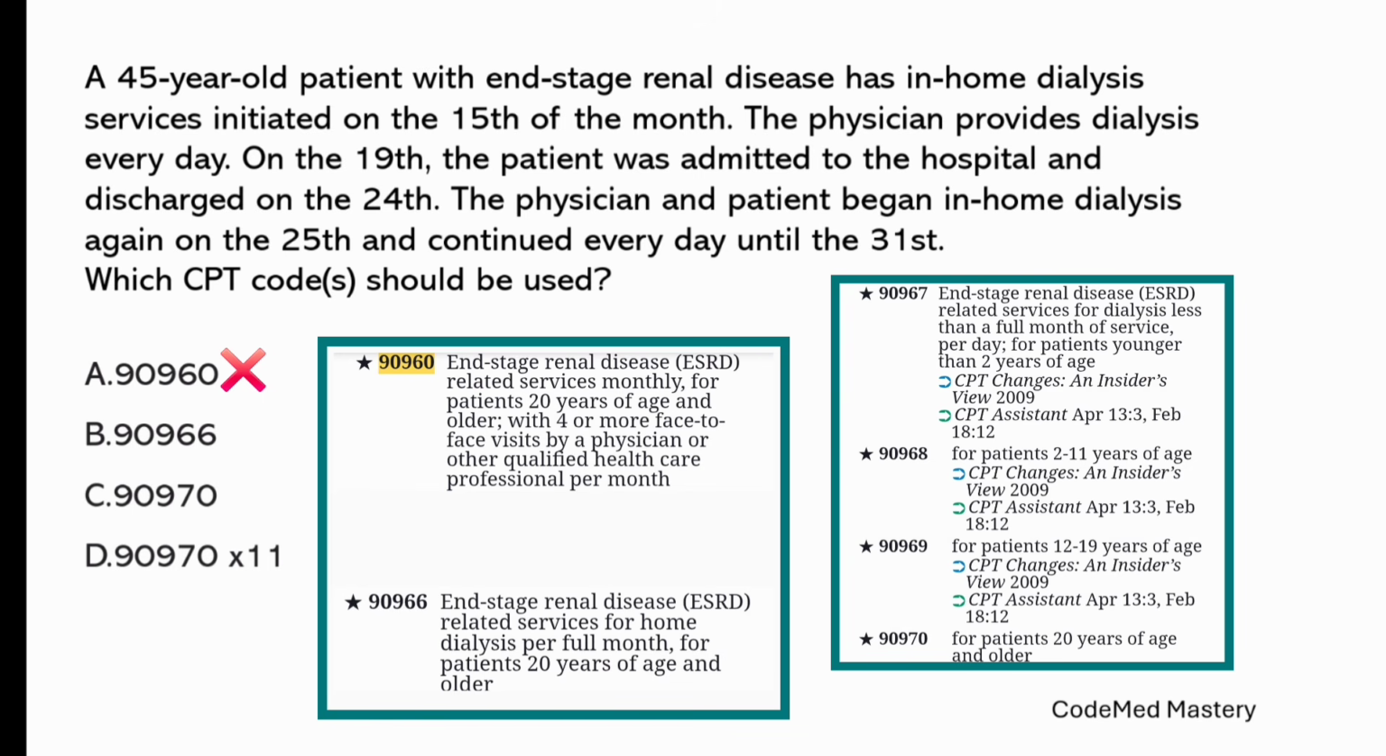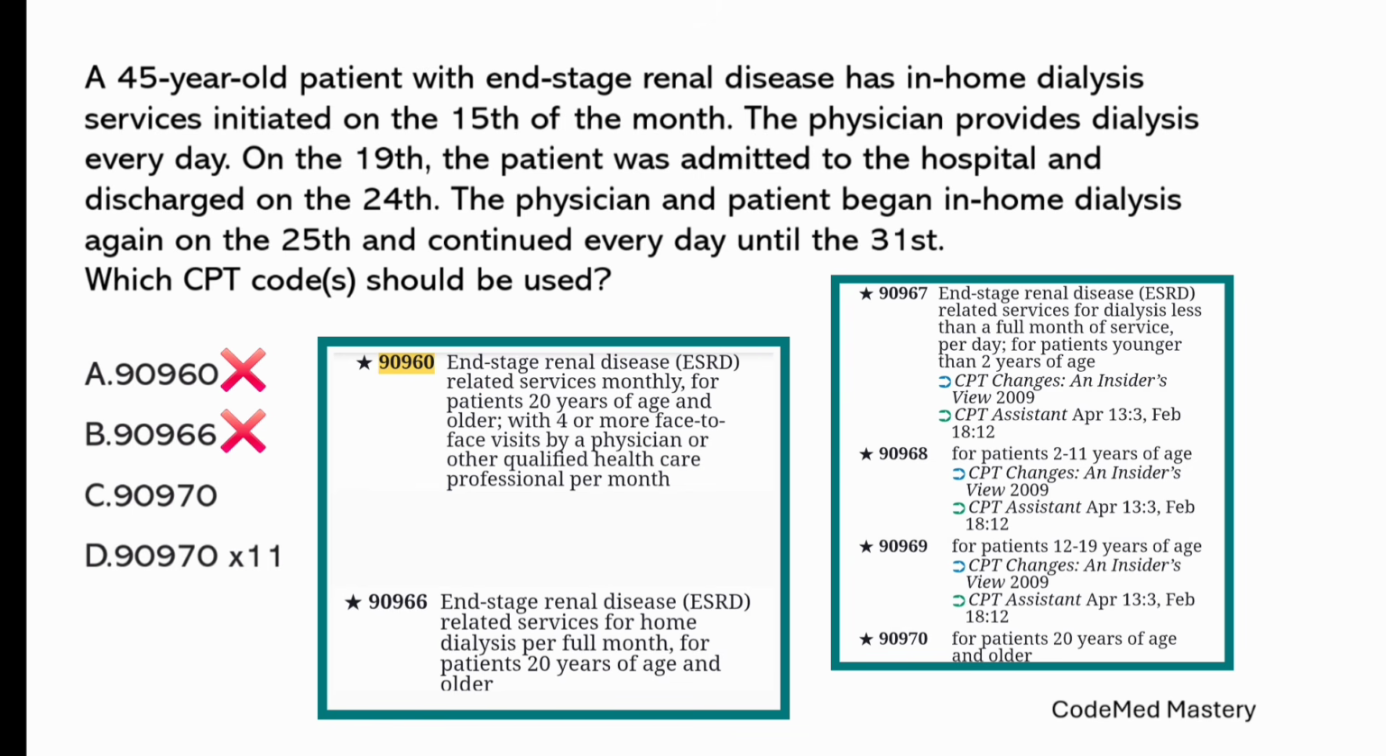And CPT code 90966 in option B is for home dialysis and it correctly describes the patient age, that is 20 and older. In the question, the age of the patient is 45-year-old. But according to the guidelines, these codes cannot be used for patients receiving services for less than a full month, that is 30 days. Therefore, we cannot use the code 90966. If you want to use 90966, then the services should have been used for the whole month. But in the question, the services are not given for the whole month. Therefore, we cannot code 90966.